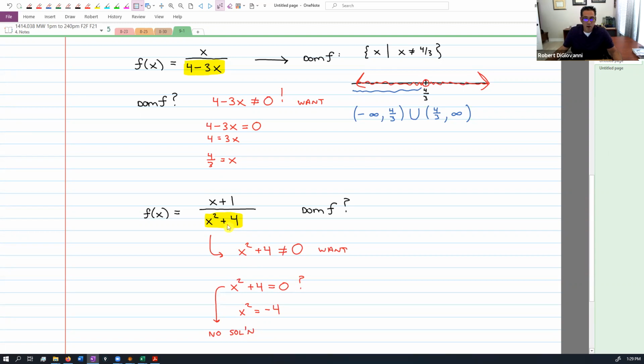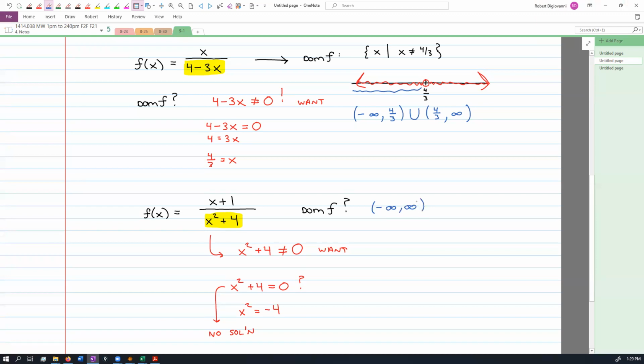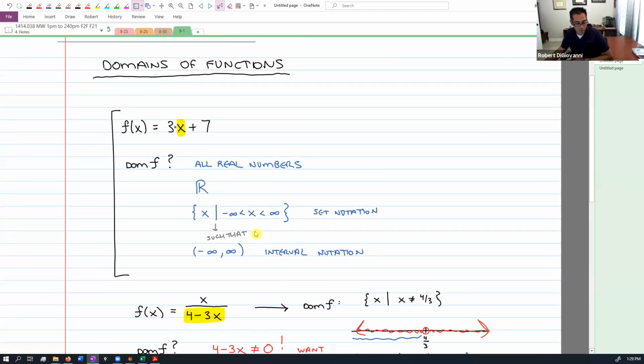Is that the only problem we have here? Is that the only thing this function has as an issue? Division by 0, right? That's the only thing that could possibly go wrong here. So since it can never happen, my domain should be what? Negative infinity to infinity. Yeah, or all real numbers, however you want to say it. You can say it any of these ways up here.